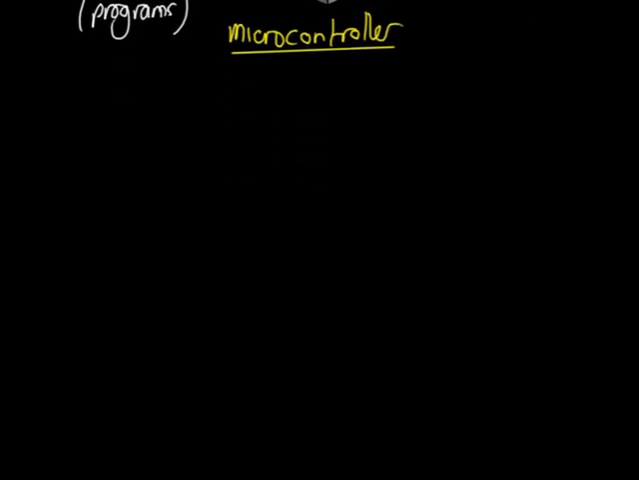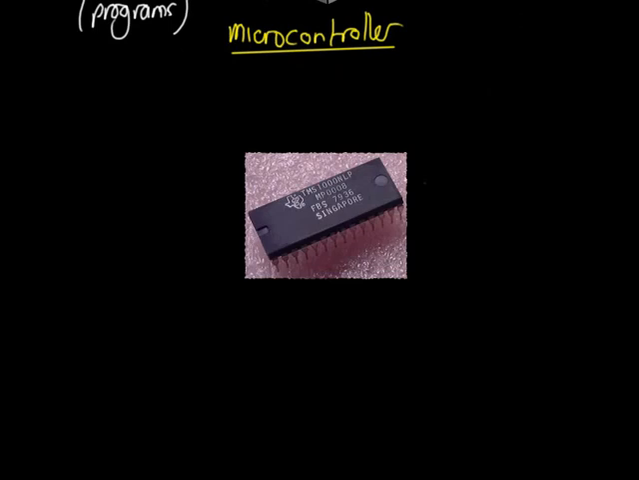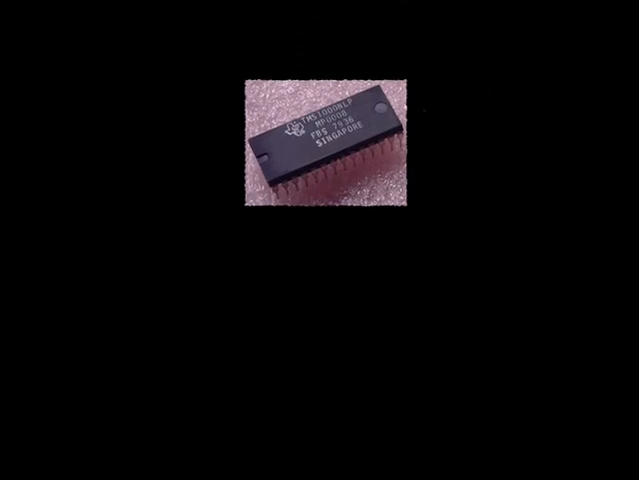Well, if you've ever seen a microcontroller, you might know this is the first ever commercially developed microcontroller. It's called the TMS 1000, and it was made in 1974, which isn't really that long ago.